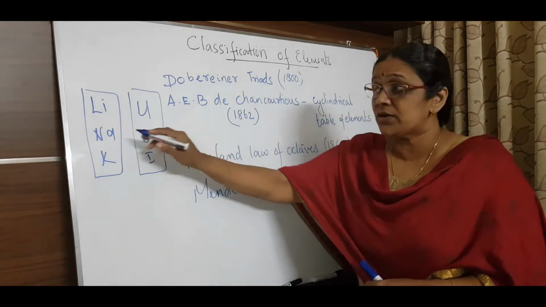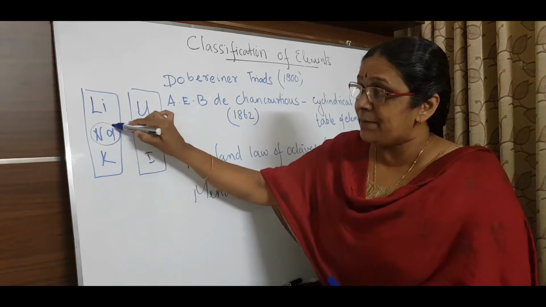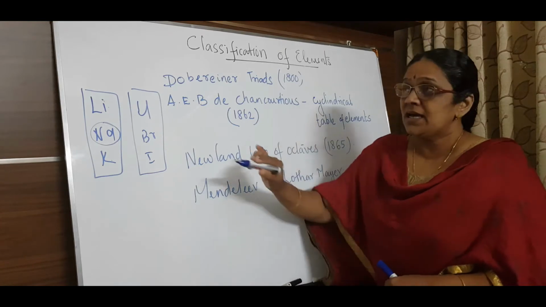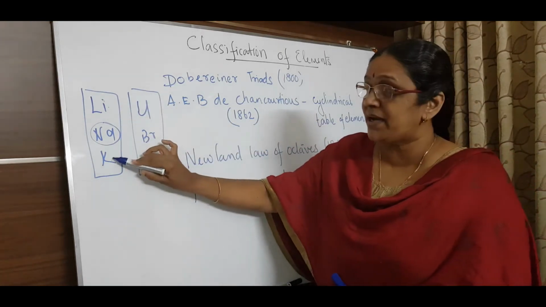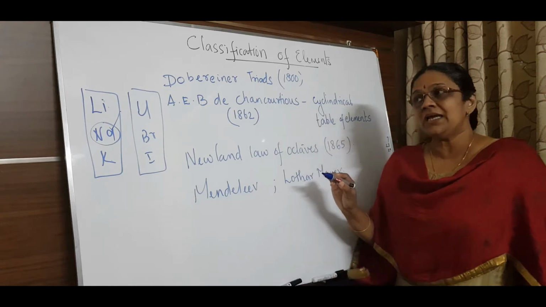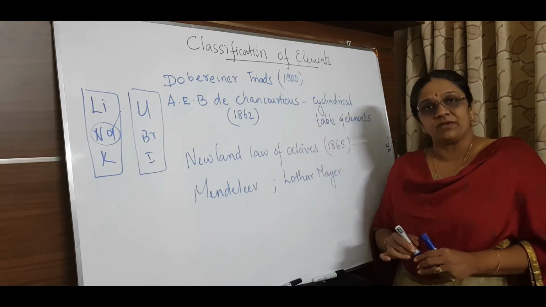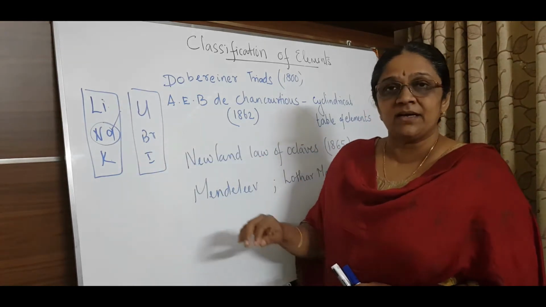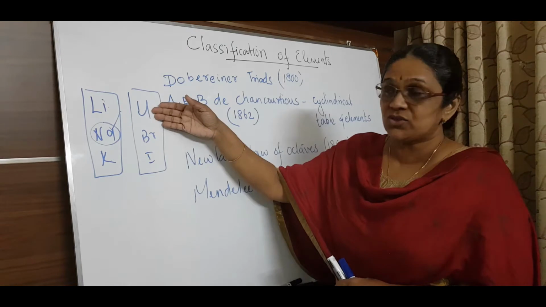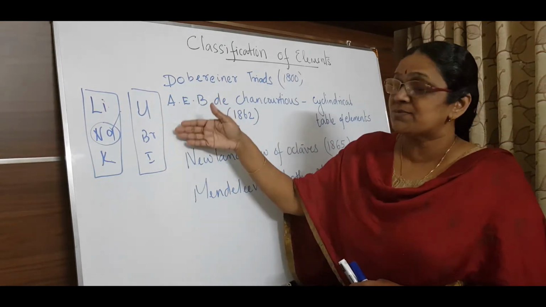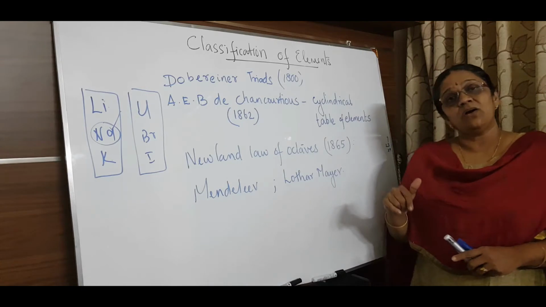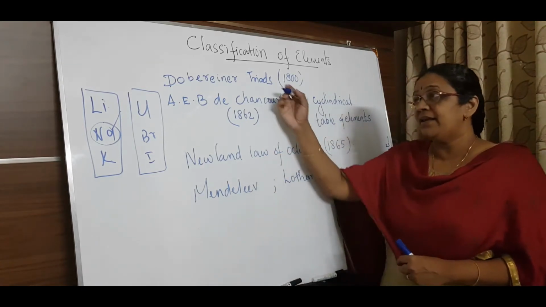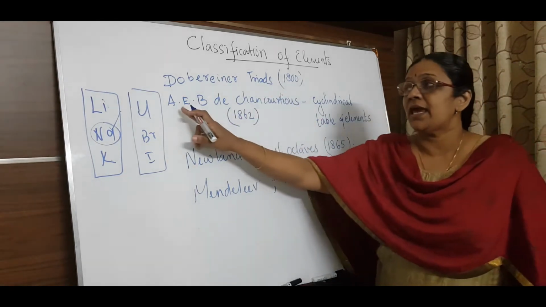And in Dobereiner's triad, what he said was that the middle element's atomic mass must be the mean of the other two elements. That is, the atomic mass of lithium plus potassium divided by 2 will give you almost nearly equal to the atomic mass of sodium. So the middle element has an atomic mass which is the mean of the first and the third element. The same was applicable to chlorine, bromine, iodine and calcium, strontium and barium. But it was only triads. So it again was a failure.